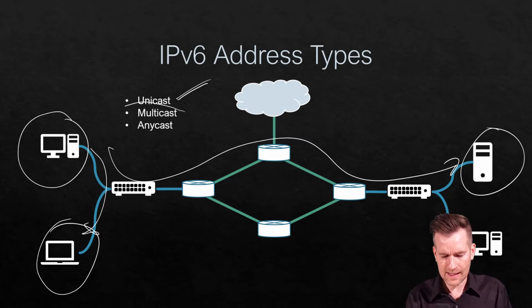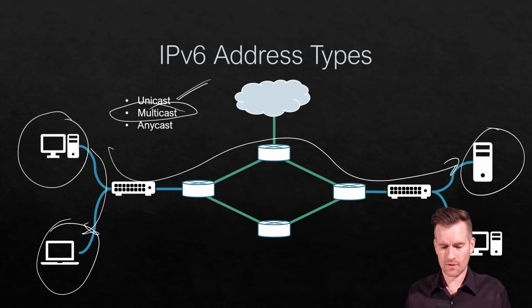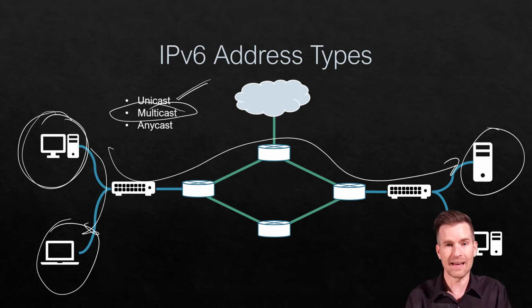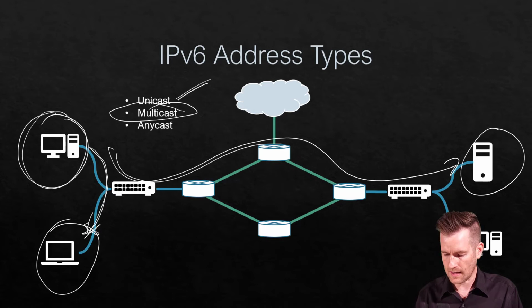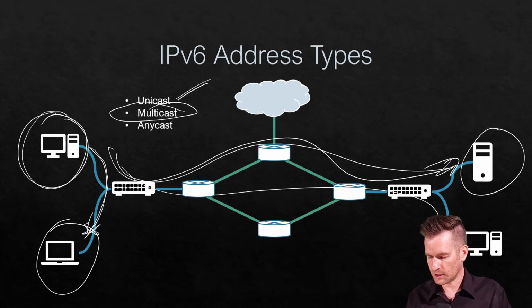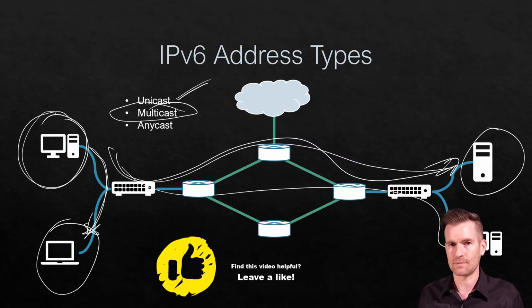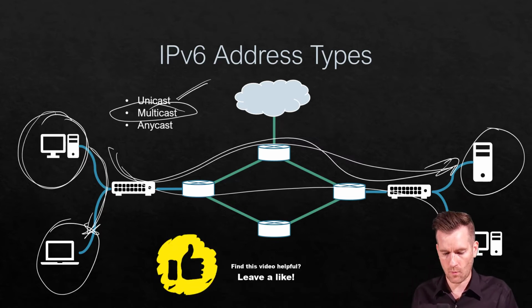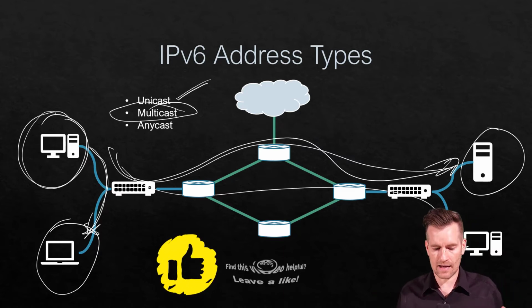Then we have a multicast address. The multicast address, similar to IP version 4, well, it's pretty much exactly the same thing, is a device to many different devices. So it can send out a multicast address, and it could potentially go to multiple devices that are on the network, either the local network or possibly even outside in a remote network. So we've got a multicast address, which would be one to many devices.